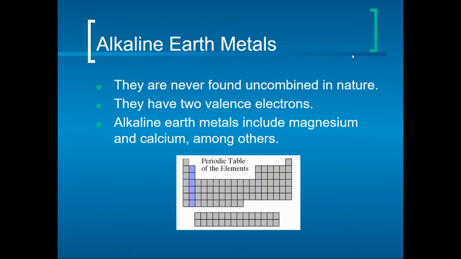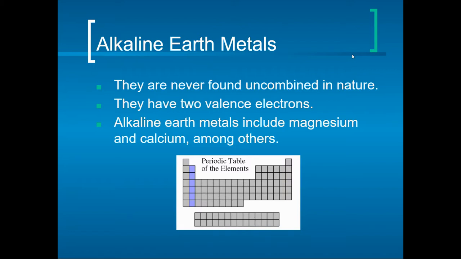All right, so moving on to the next family, going over one column. This is known as the alkaline earth metals. They are never found uncombined in nature. What I mean by that is they are never found in their pure elemental form in nature. They're always bonded to something else. They have 2 valence electrons. And some common elements in this family are magnesium and calcium, calcium being the big one.